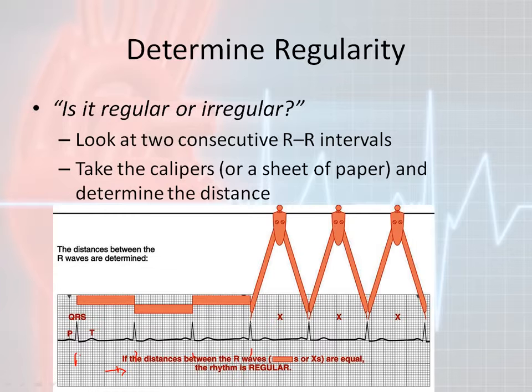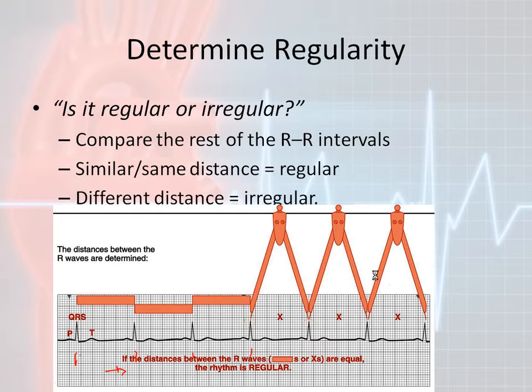If you use your calipers, you can just set the tip of your caliper on one and set the other tip on the other, and then just flip the calipers over to check your regularity. If the calipers are all falling at the same or similar distance, then it's considered a regular rhythm. If they're considerably different, then it's considered an irregular rhythm.